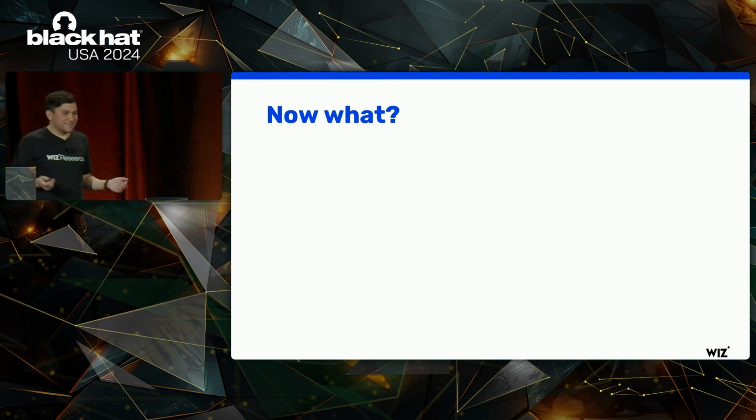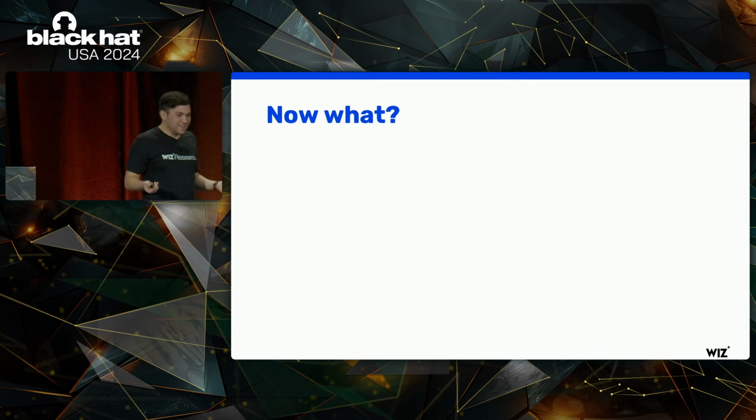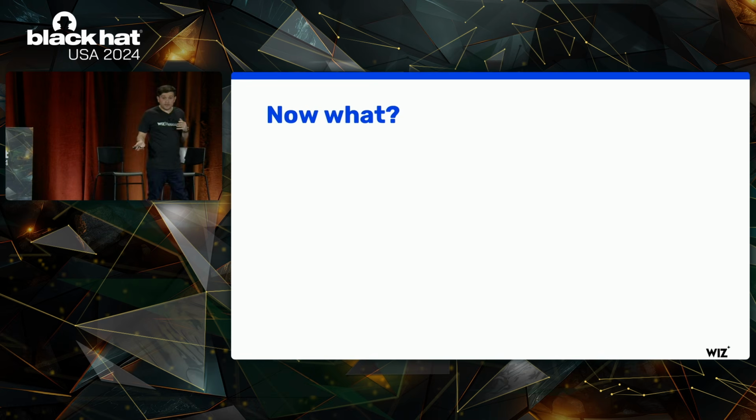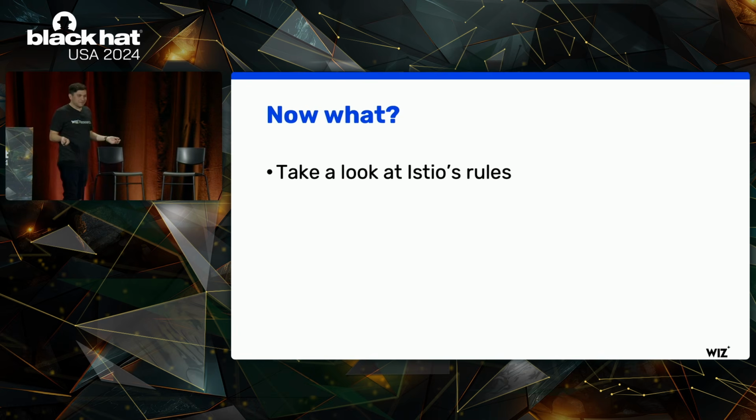So amazing. I have unrestricted access to the network. Now what? What's the next move? So normally I would say, let's scan the network. Let's fire up Nmap, try to find all these interesting hosts and ports that we can check manually. However, this time, we have an amazing cheat code up our sleeve, which is Istio itself.